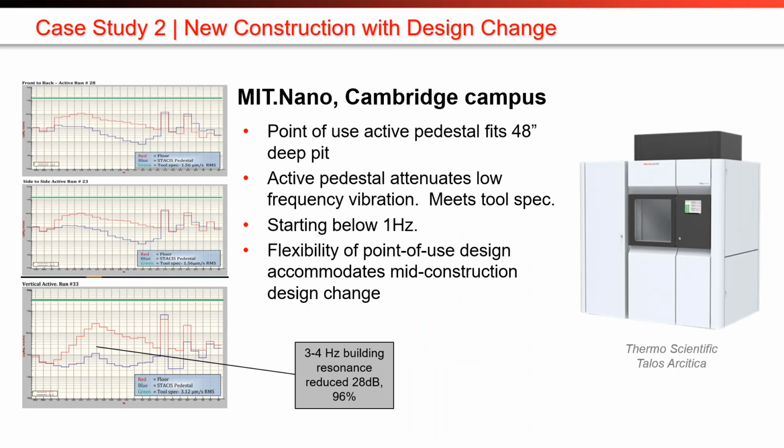So the curves on the left, you could see the red curve is the floor, the blue curve is the point of use active vibration isolation system. The one at the bottom shows that 3 to 4 hertz resonance in the floor in the red, and how much it can be reduced by the serial type active system. The green curve is the spec, so they're below the spec, but that spec was just a snapshot in time. They also did some longer surveys, 24-hour surveys and peak hold surveys, where the floor vibration data was substantially over the spec.